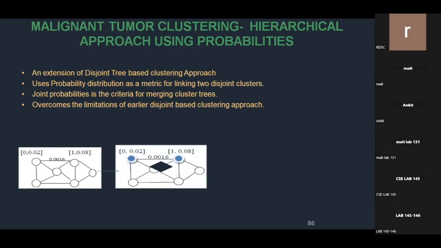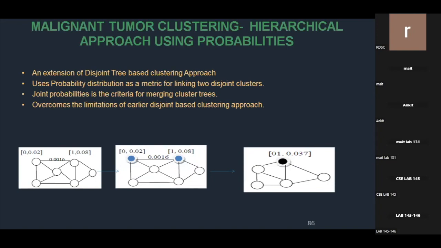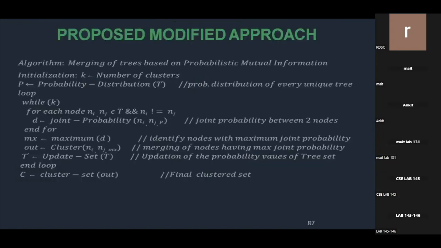So like this, we keep on adding these two nodes, and we came up with a single node, which is called a 0, 1 cluster with some different probability value, which came up using this disjoint clustering approach. Once we are done with this approach, we have proposed one algorithm, and we finally result with the updated set having a cluster, which is also called the cluster set.